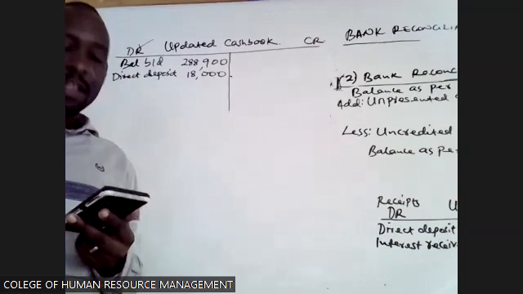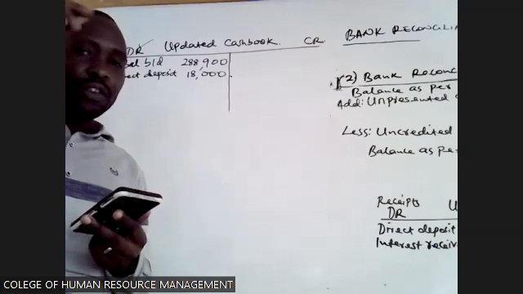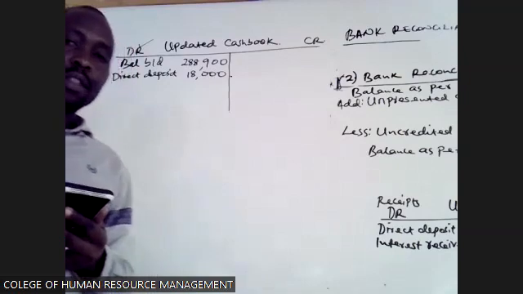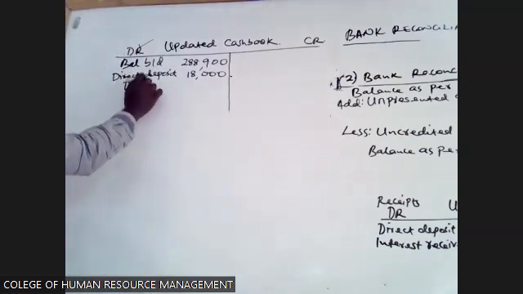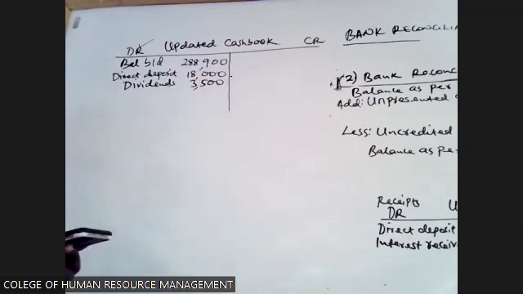We go to the third item on the credit of the bank column. How much is the figure? 3,500. Can we trace it on the debit of the cash book? No, it is not there. And that one is for dividends. They were received in the bank, but they have not been received in the cash book. We include them.